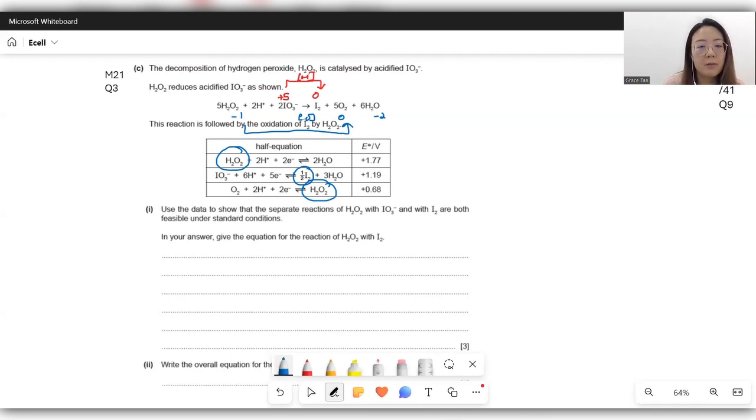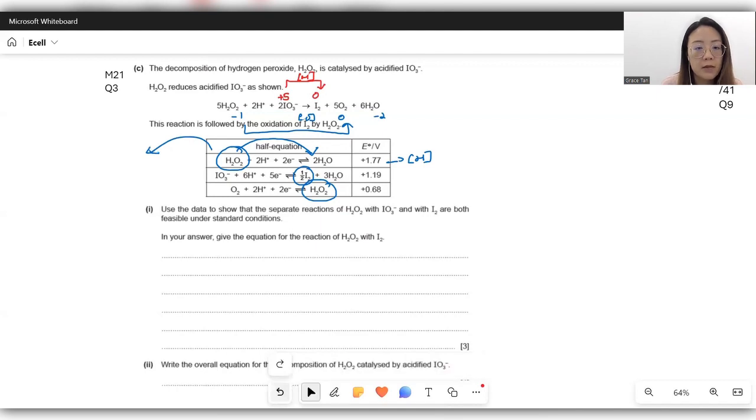Now, H2O2, the positive 1.77 is the most positive. Therefore, it will undergo reduction, and you check the equation. Can the H2O2 undergo reduction by shifting right? The answer is yes. You cannot pick the H2O2 at 1.77 to undergo oxidation. Oxidation means you want to shift left, which is nothing. So if you pick the 1.77, there's only one way out, which is reduction.